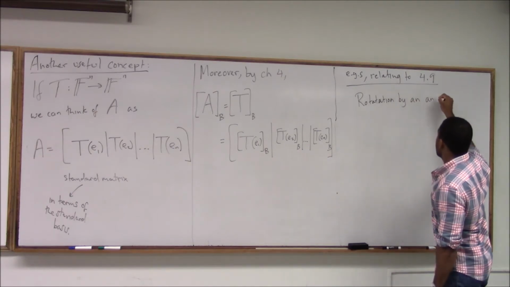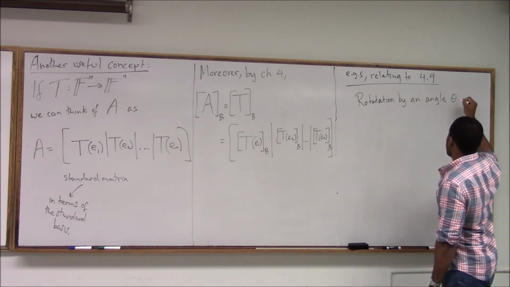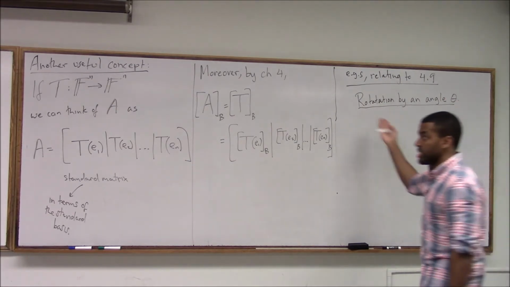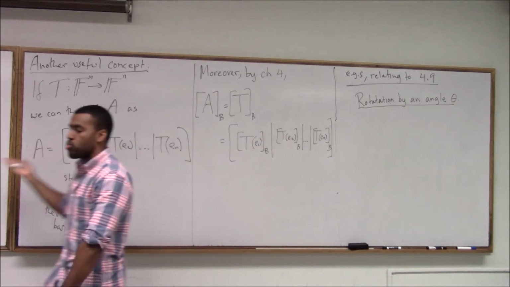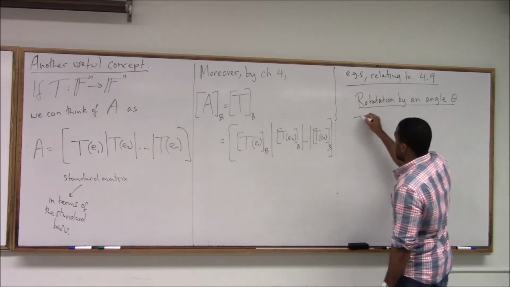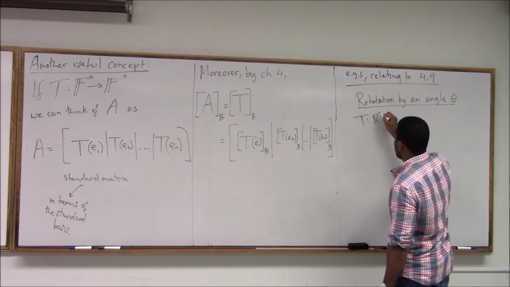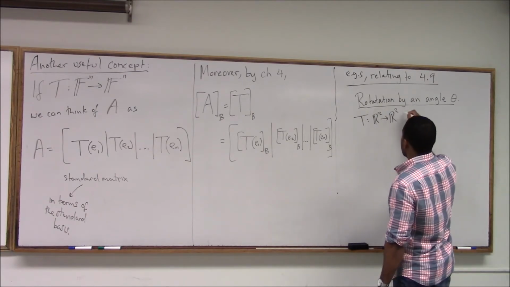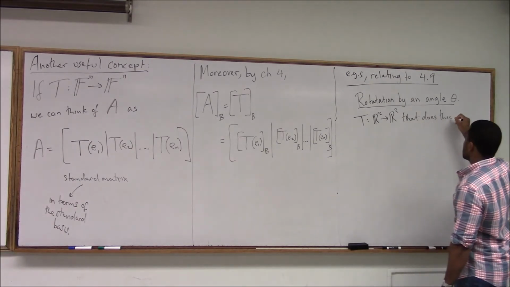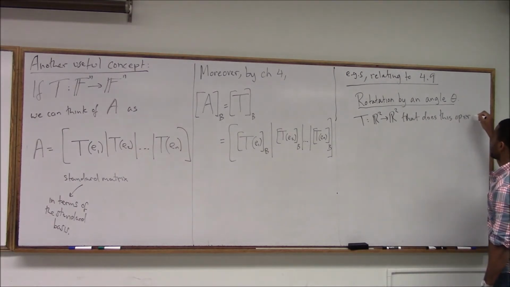by an angle theta, for example, right? It turns out that that is a linear transformation, which means there exists a matrix that I can write down that would represent that operation being done. So let's say I can have T from R2 to R2 that does this operation. What would such a matrix look like?